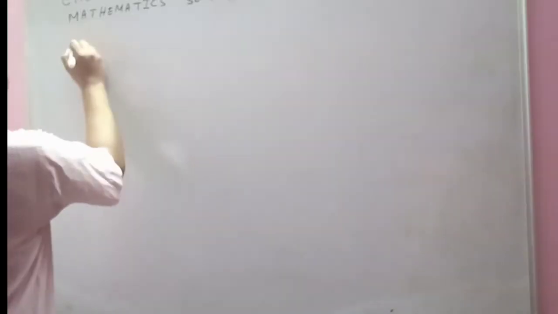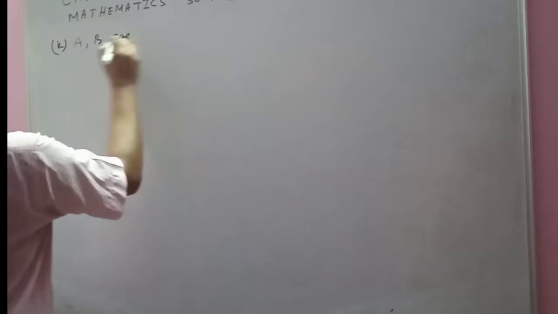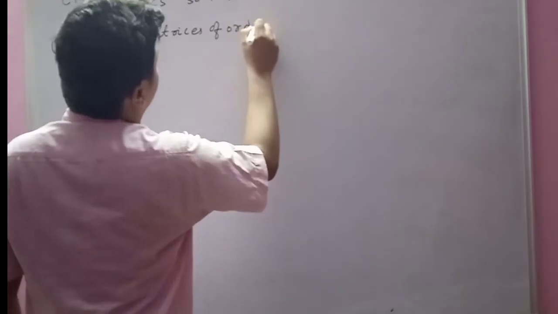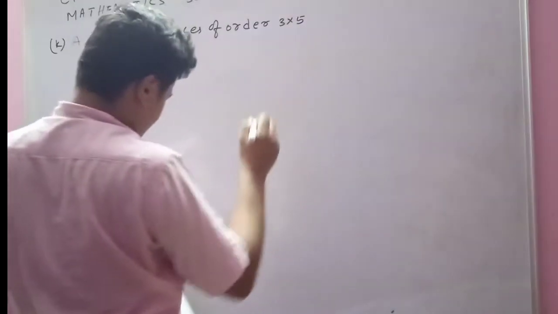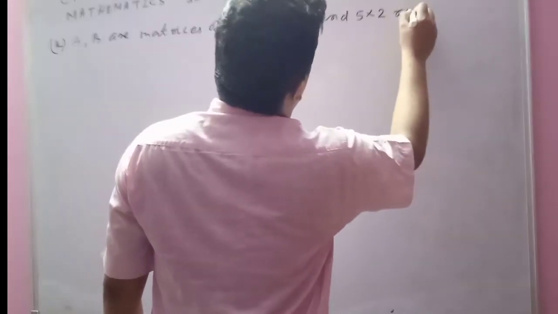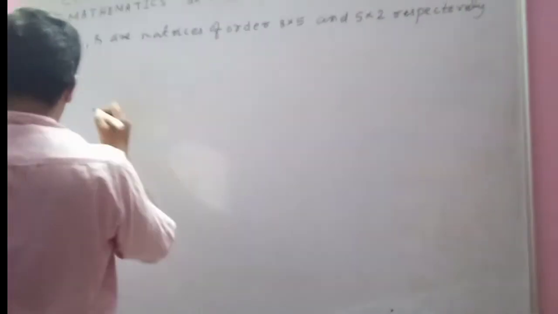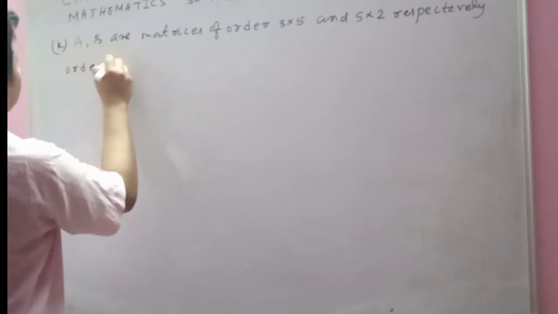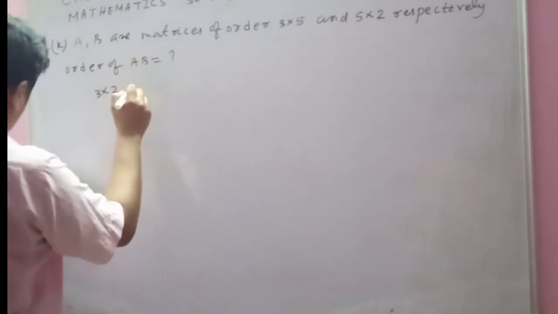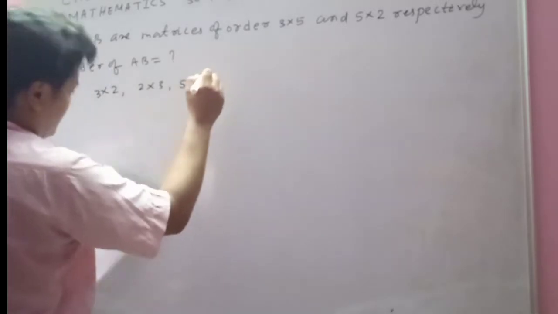A and B are matrices of order 3 cross 5 and 5 cross 2 respectively. Order of AB. Options given: 3 cross 2, 2 cross 3, 5 cross 5, 3 cross 3.